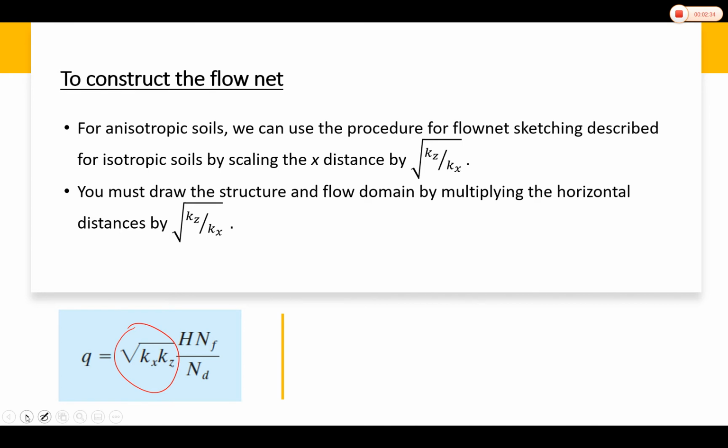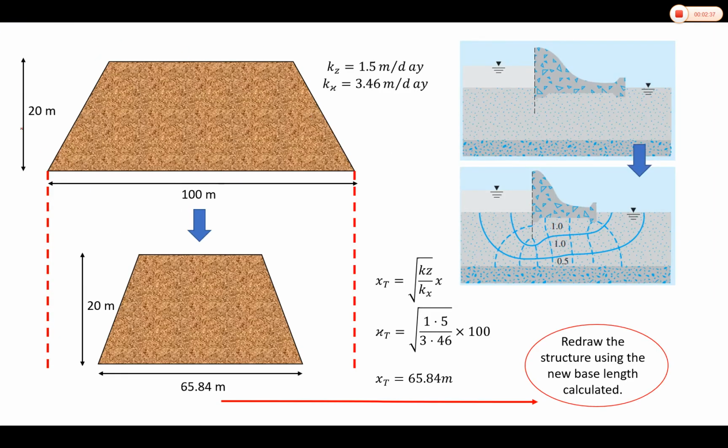Okay, so for example, if we have the dam structure initially, the length of the base is 100 meter with the height of 20 meter, and given the K vertical and K horizontal as shown here. Now in order to sketch the flow net, to draw the flow net, we need to redraw the structure. So to redraw the structure, we need to use these equations, as shown previously. So we have to transform the x distance by using these equations.